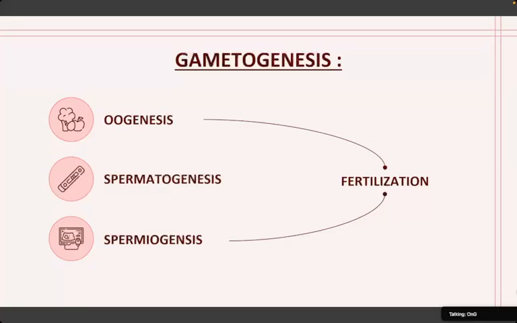Spermatogenesis, on the other hand, begins only at puberty, where we have the primordial germ cell differentiating into spermatogonia. These stem cells give rise to primary spermatocytes, which through 2 successive meiotic divisions produce 4 spermatids. These spermatids go through a series of changes known as spermiogenesis.